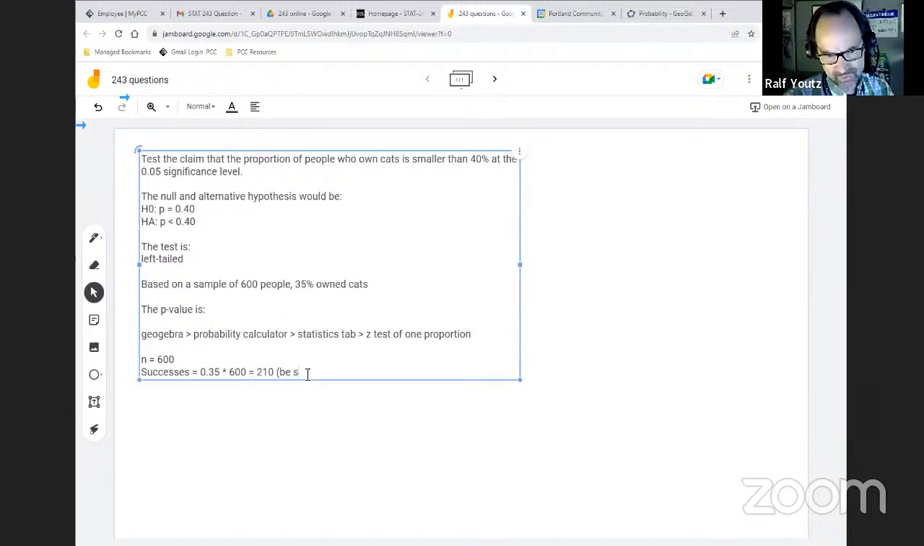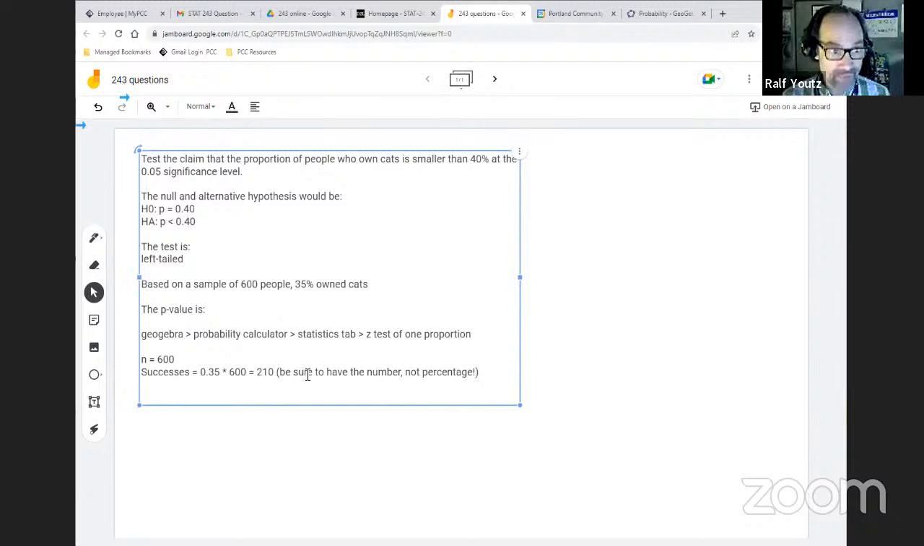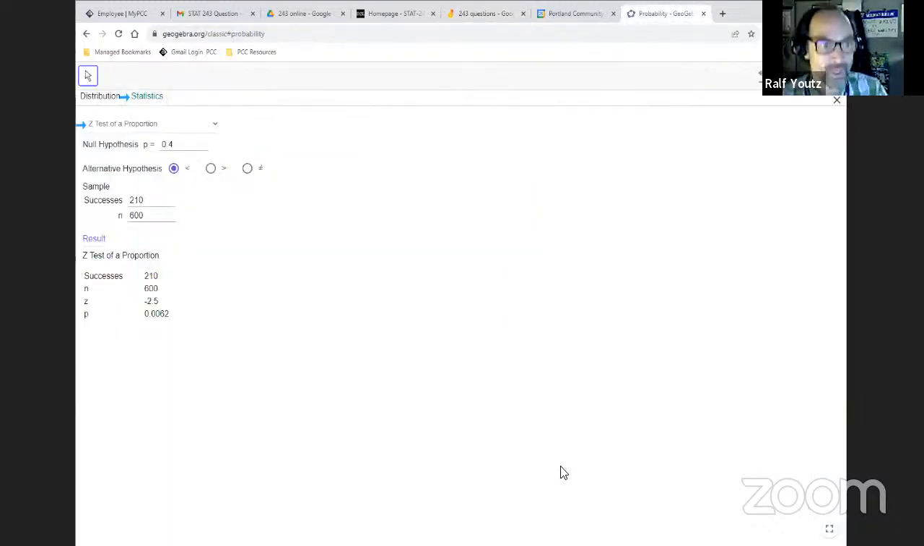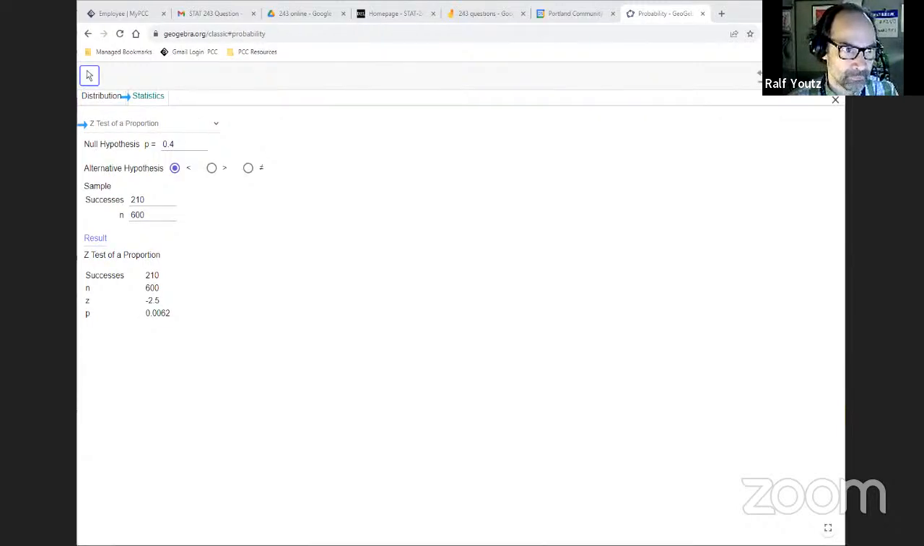Yeah, so be sure to have the number, not proportion, not percentage. That's the big note there to avoid that error. And once you've entered those four facts, the value from the null hypothesis, the symbol from the alternative hypothesis, the number of successes as a whole number, and the size of the sample also as a whole number, down there below, we get these lovely results from GeoGebra, which I'm going to just snap and snip using my computer here. Give me a snip with all these GeoGebra results.